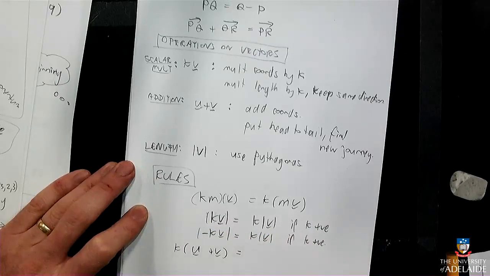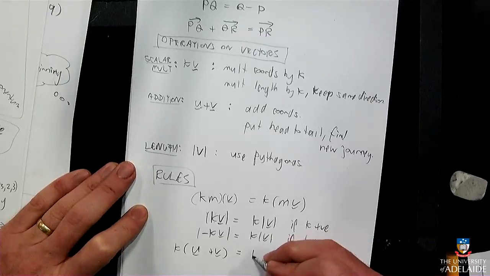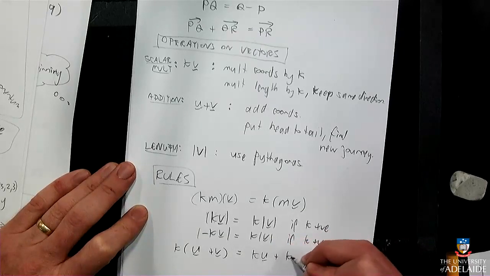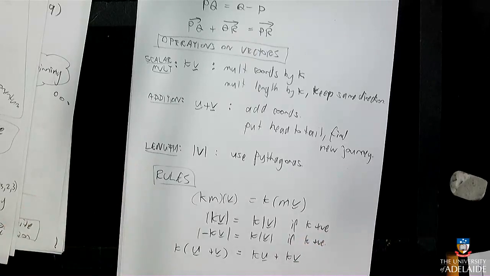And I guess we could do addition. Well, if you multiply them by a scalar after you've added them, it's the same as if you multiply them by a scalar before you've added them. So that's sort of like a distributive law. Cool. And how does addition interact with length?